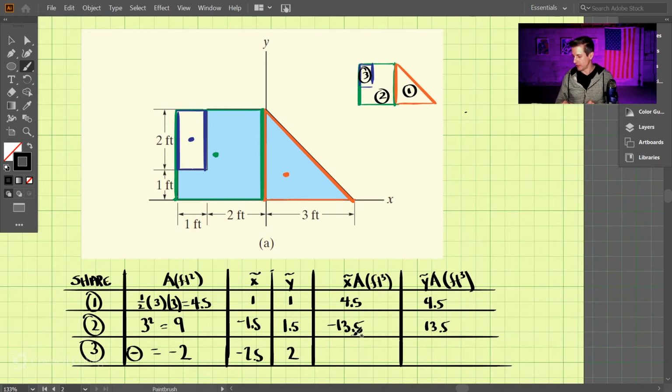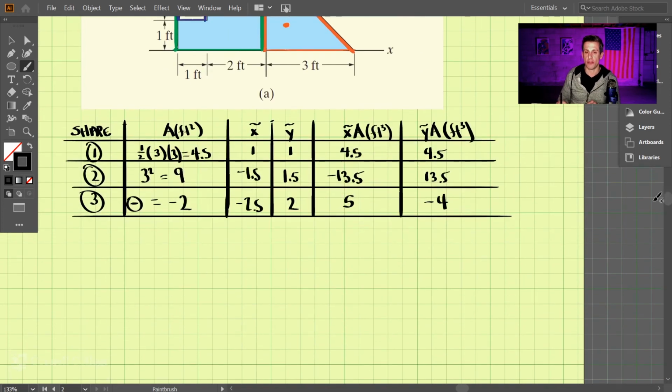All right, so x tilde times A. We have negative 2.5 times negative 2, so this is going to be a positive 5. And 2 times negative 2 is going to be negative 4. Just a note, we didn't have to draw this as a subtraction. I just wanted to show you that you can use subtraction when finding the centroid. You could have broken this into a small square and a rectangle without using subtraction. But let's keep going with our example.